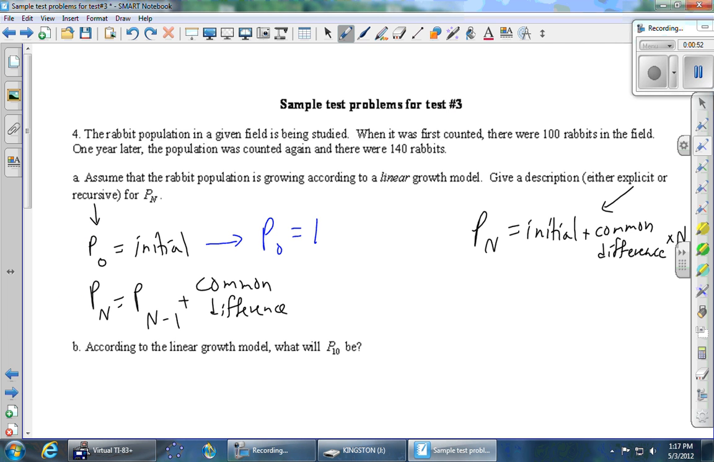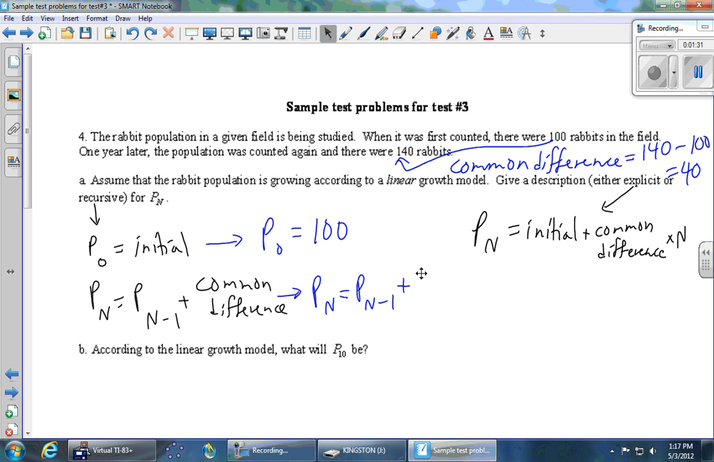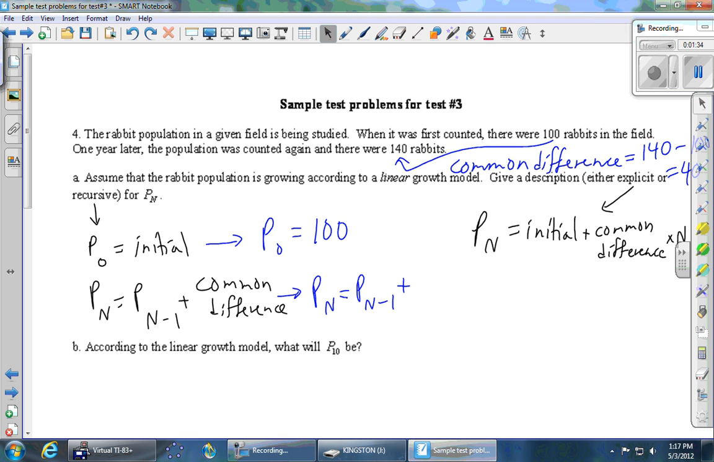The initial amount in this case was the 100 rabbits. And then the formula for Pn is always Pn minus 1 plus the common difference. If I'm going to go from 100 rabbits to 140 rabbits, the common difference is just how many rabbits we gained. 140 subtract 100 is 40. So the common difference here is 40. The linear growth model assumes that every year you're going to gain 40 rabbits, just like you gained in the first year. And so down here we just put 40 for the common difference.